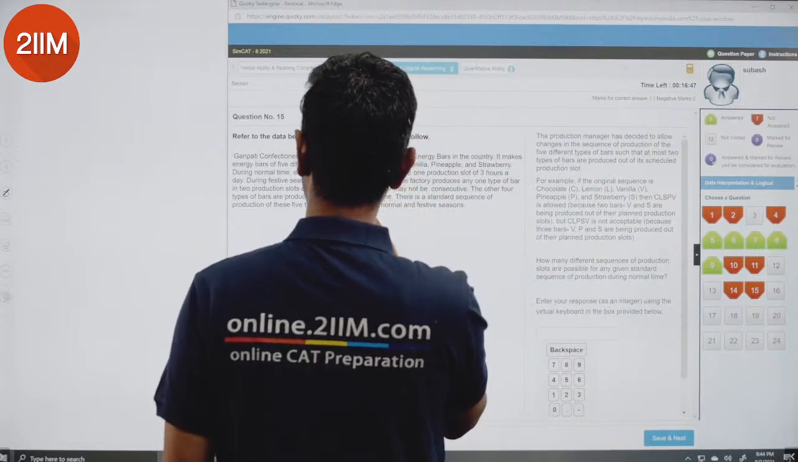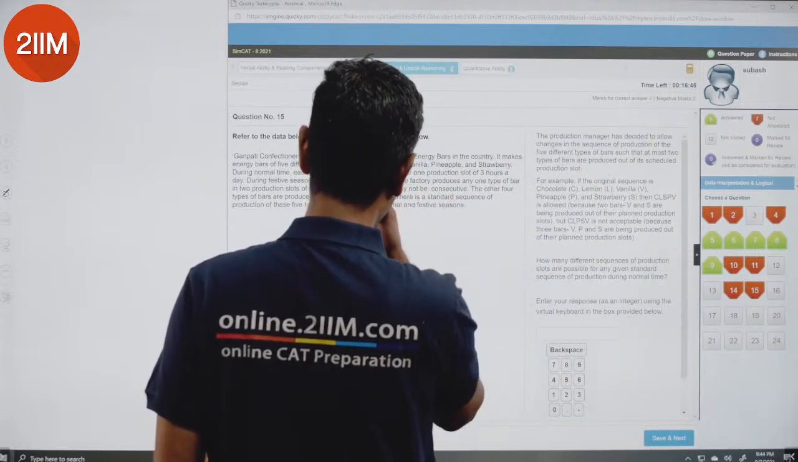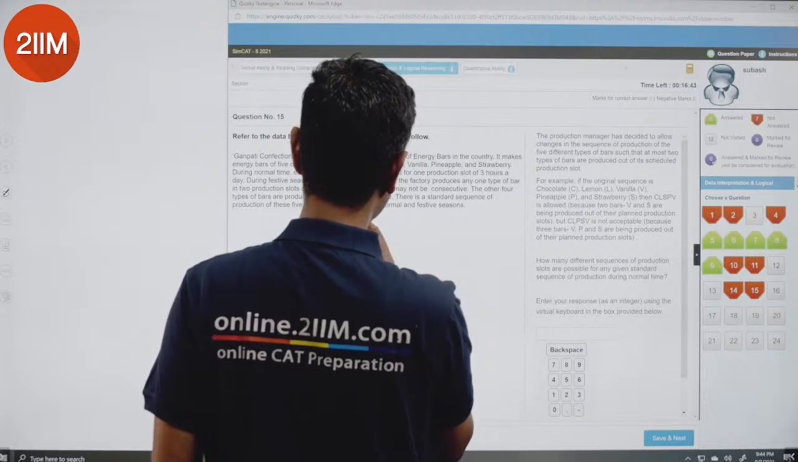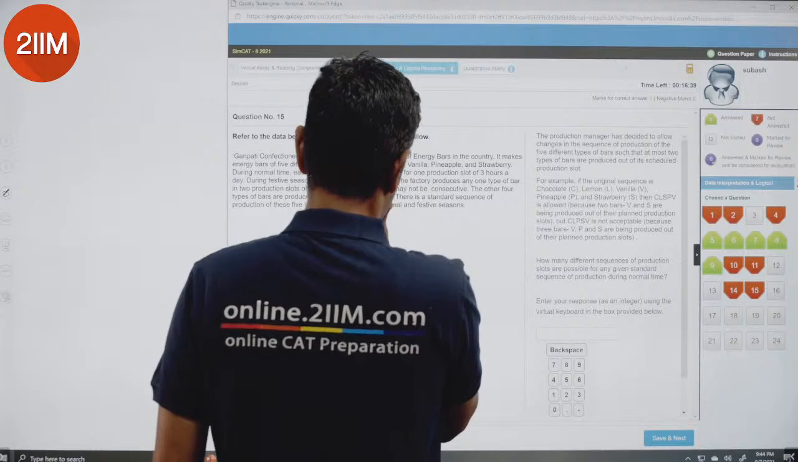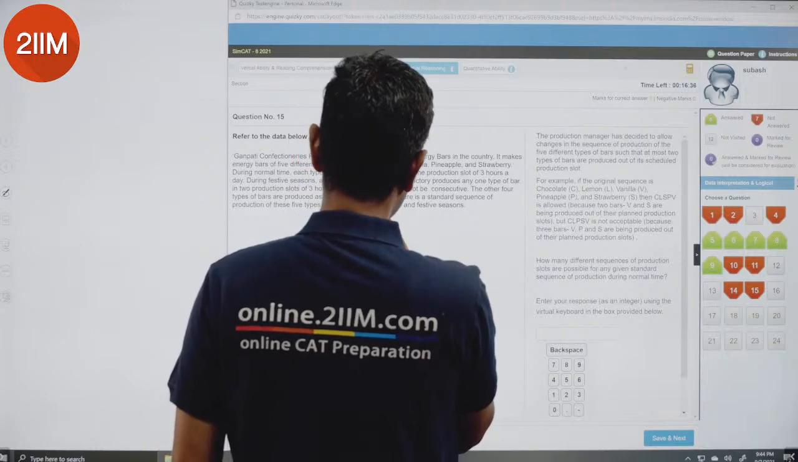Largest producer, it makes energy bars of 5 different tastes: chocolate, lemon, vanilla, pineapple, and strawberry. In normal time, each type of energy bar is produced for a production slot of 3 hours in a day. Any one time on 2 production slots?